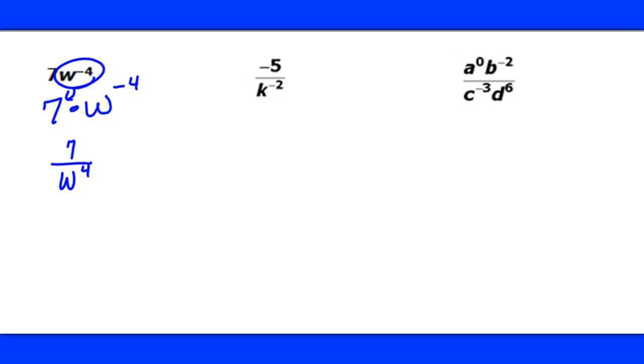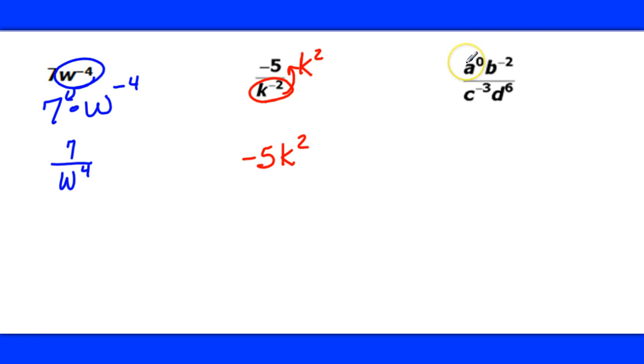Negative numbers do not move. Negative exponents are what makes things move. So this negative 5 on the top here is absolutely fine. But this k to the negative 2 on the bottom is not. So he's going to move up to the top. When he moves up here, the negative 2 becomes a positive 2, and this would be negative 5k squared.